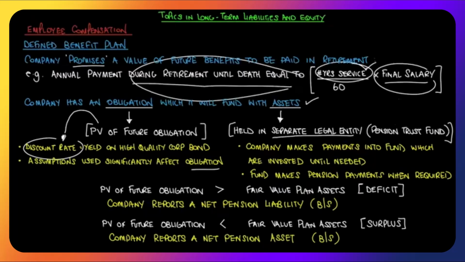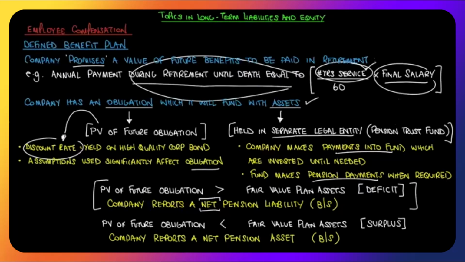How does the pension actually work? Well, the company makes payments into this fund. They're invested until they're needed, and then the fund will actually make the pension payments as required. In the meantime, what does the company have to show? One line. If the present value of the future obligation is greater than the fair value of plan assets, not great, but fairly common, then the pension fund has a deficit. That net figure, so can't stress highly enough, you don't show the assets and the liabilities separately, you show a net figure. Here, a net pension liability will be shown on the company's balance sheet.